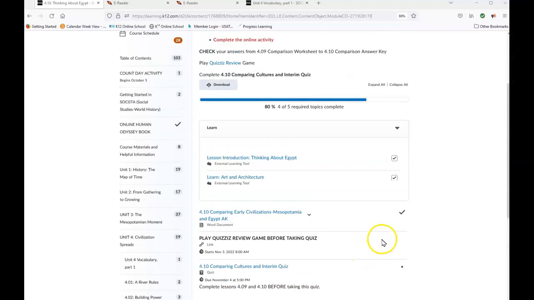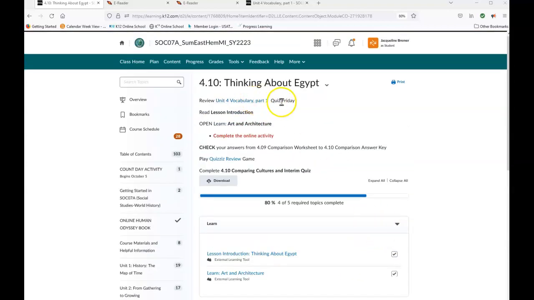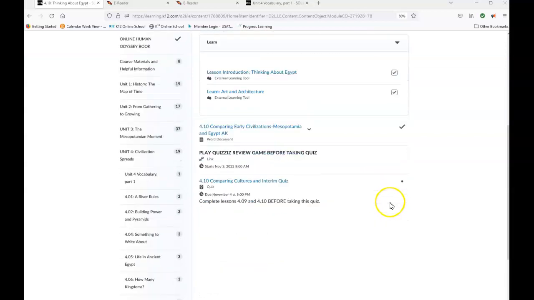And that is the lesson for Thursday. Don't forget to review your vocabulary, and then there will be a quiz on Friday for the vocabulary. You can take this quiz, the Comparing Cultures and Interim quiz, anytime. It's not due until Friday, but you can take it anytime. You don't have to wait until Friday.